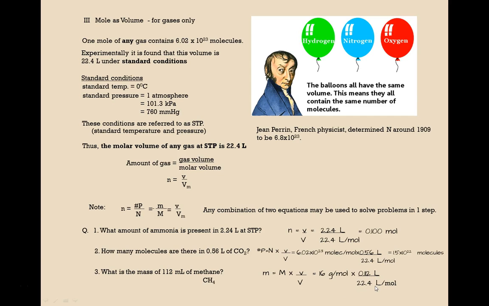So we have liters and liters. Everything works out now. We get our mass in grams. Again, I've added two more zeros to give three significant digits in our answer to agree with the three significant digits in the question. Now that takes care of the three senses of the mole.